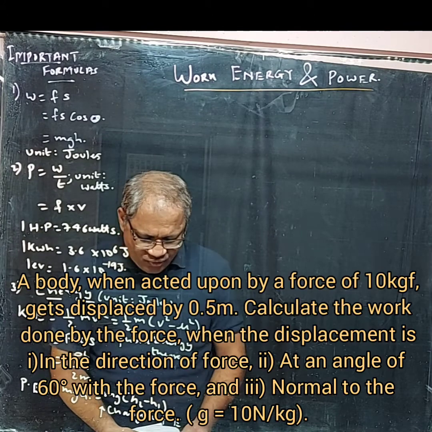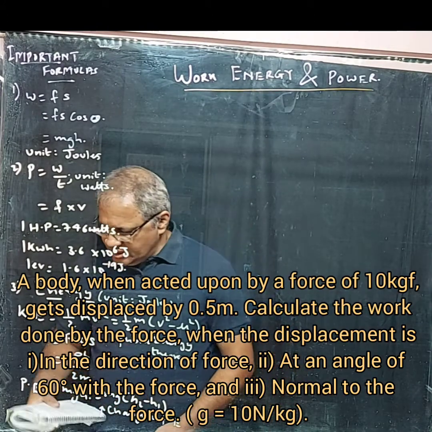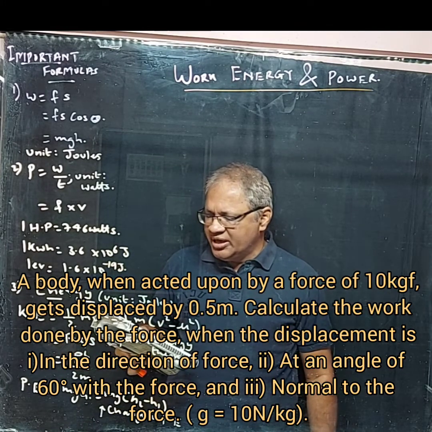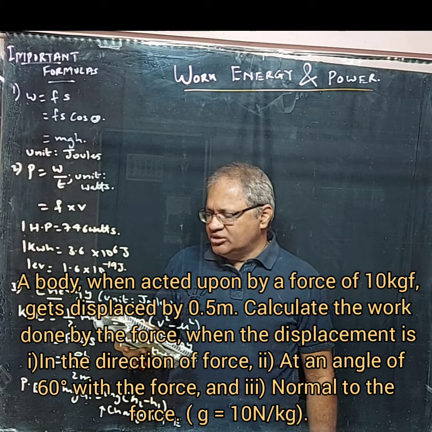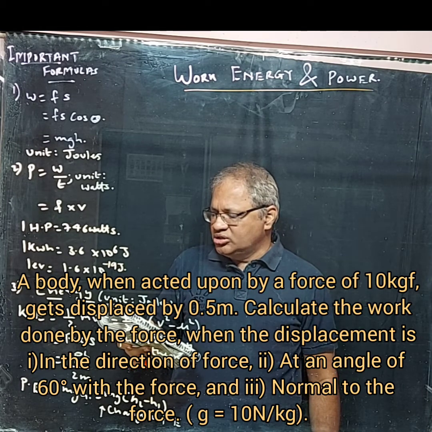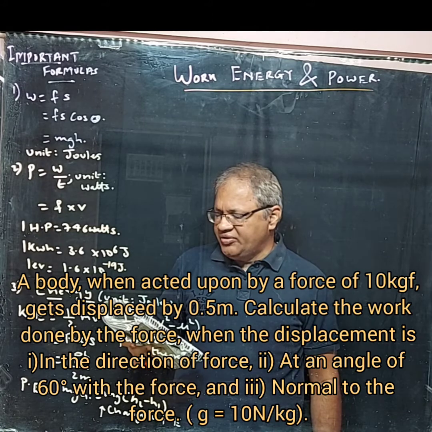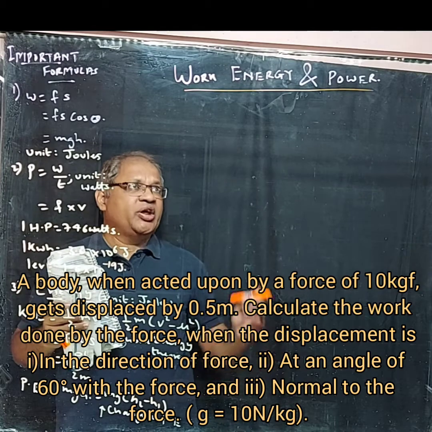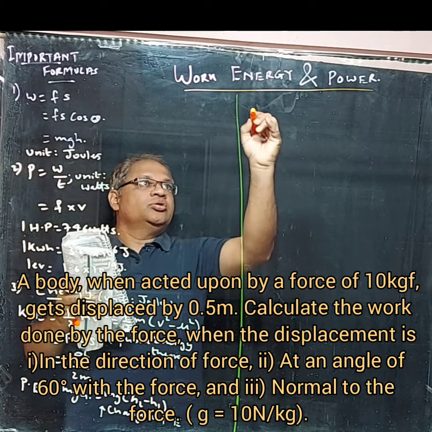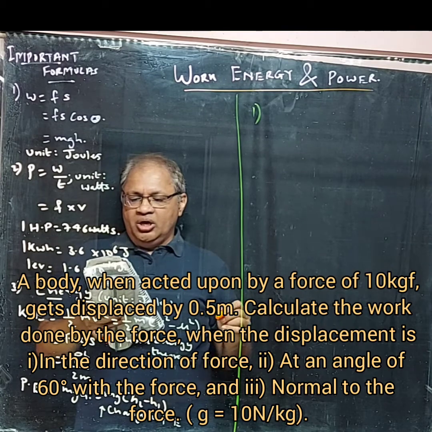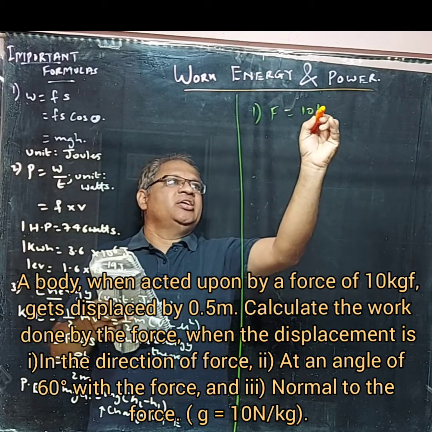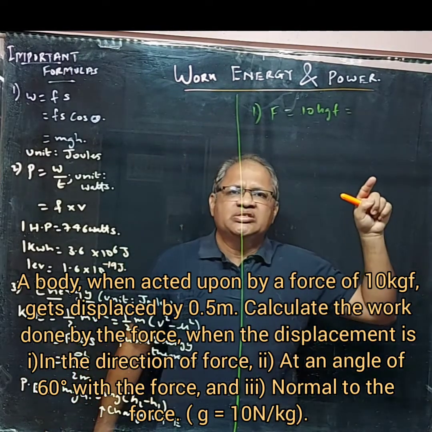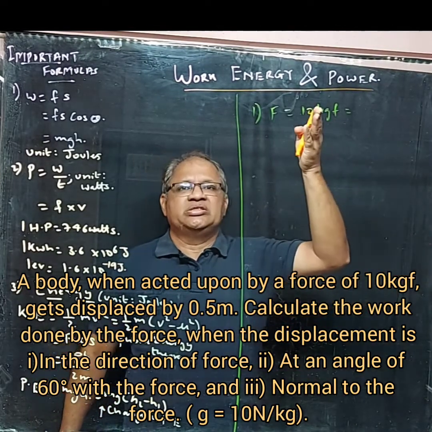A force of 10 kgf acts on a body and displaces it by 0.5 meter. Calculate the work done by the force when the displacement is, first part, in the direction of the force, second part, at an angle 60 degrees with the force, and third, normal to the force. Gravity is given as 10 Newton per kg. Alright, so first of all, before we start, we write down all the particulars. So the first sum, force is 10 kgf. Now this force is kgf. Kgf means gravity is not considered, so that means this is mass.